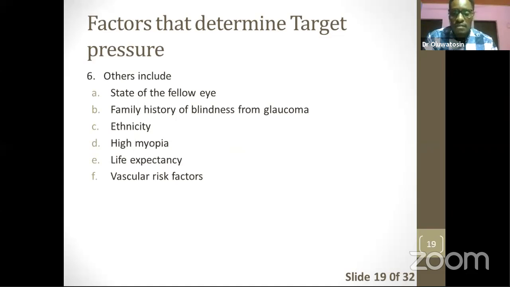Then, like I said, the life expectancy of the patient. A patient that I know might not live for too long, like an elderly person that is maybe like 70 years, I will want to be more aggressive in a younger patient that has a longer life expectancy. Then vascular risk factors too will be considered, because there are also risk factors, and to control the intraocular pressure, it's also good to control other risk factors.